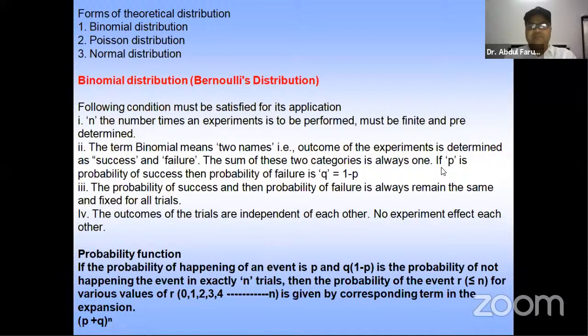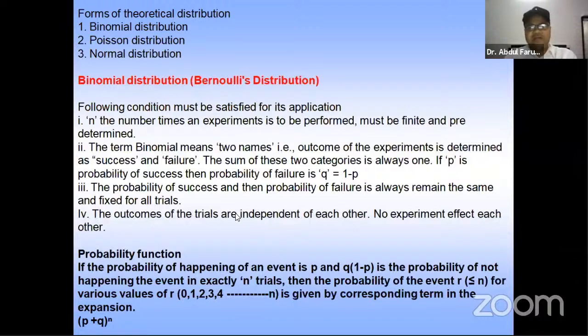तो इसका मतलब यह है कि P की अगर possibilities होगी तो failure की जो possibilities होगी वो Q is equal to 1 minus P. The possibilities of success and the probability of the failure always remain the same and fixed for all trials. ये इसकी condition है कि पहली condition ये है कि data discrete होना चाहिए. दूसरी condition है कि number of ट्रायल्स फाइनाइट होने चाहिए. नंबर थ्री, the success and the failure, the sum of the success and failure must be equal to 1.